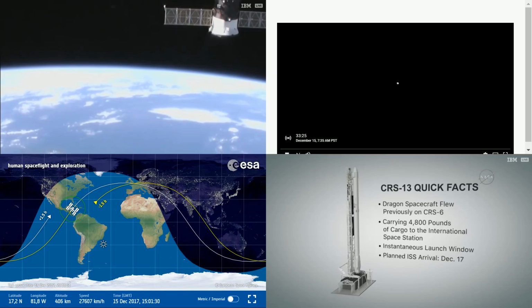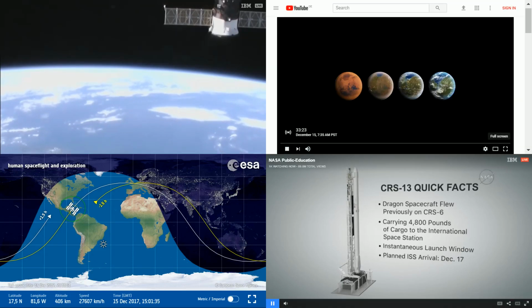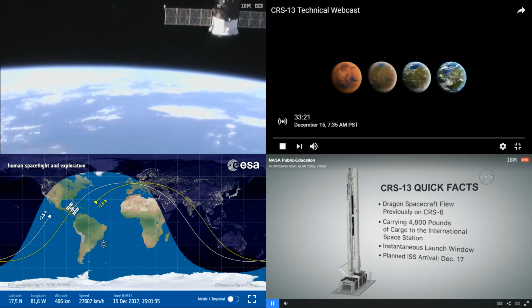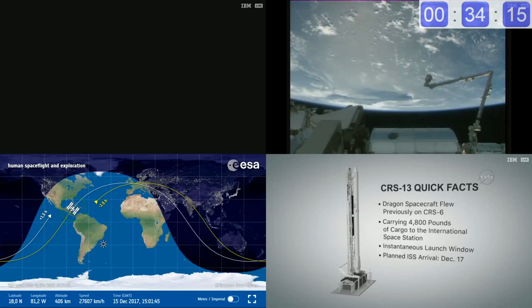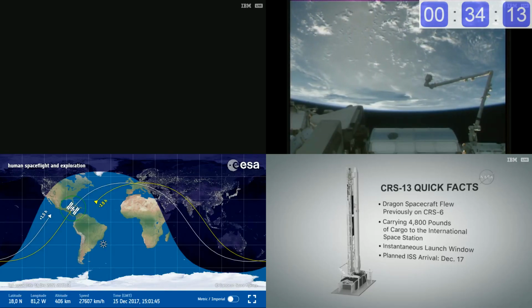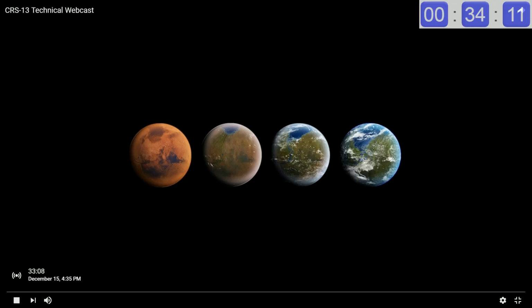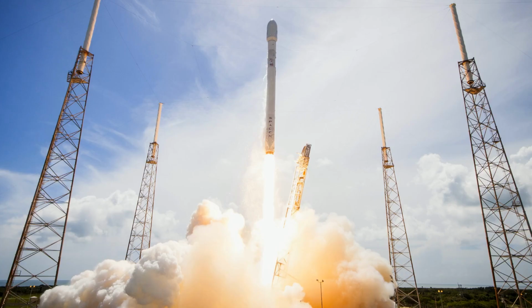Today's launch has an instantaneous window, which means SpaceX has a single second to launch. About 10 minutes after launch, Dragon reaches its preliminary orbit. It will then deploy its solar arrays and begin a series of thruster firings as it heads to the space station for its targeted arrival on Sunday, December 17th. We're about 34 minutes from today's launch.